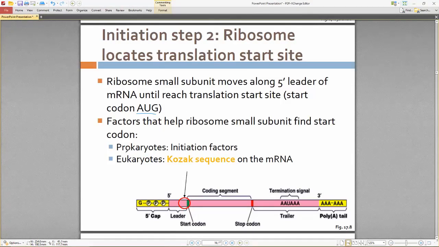In prokaryotes, they have something called initiation factors. And remember earlier we learned about the pre-initiation complex in eukaryotes. This is completely different. So prokaryotes have initiation factors that help the ribosome small subunit find the start codon. In eukaryotes, there's something called the Kozak sequence on the mRNA, and this is what the ribosome small subunit looks for when it's trying to find the start codon.